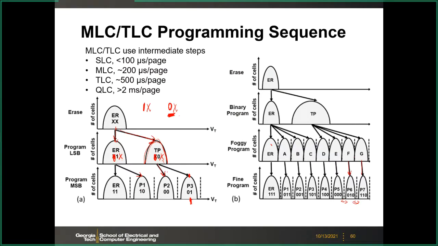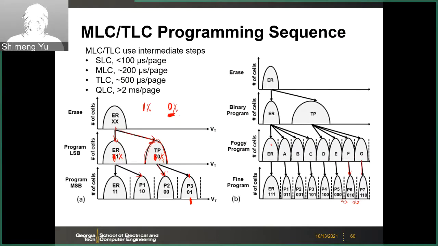So the TLC and QLC will have a very tight margin between the levels. You may only have 100 millivolts or 200 millivolts as a gap between those cells. So it's very challenging to have the PLC and QLC.